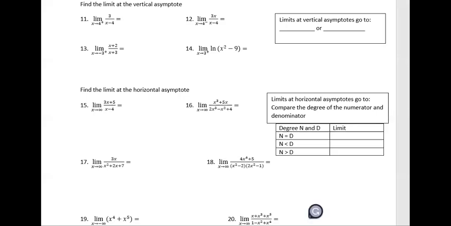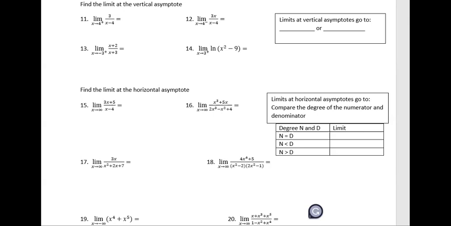Now let's see if we can find the limit at a vertical asymptote. So we've been looking at what it looks like, and we've been looking at where we can use our limits to find the vertical asymptote and the horizontal asymptote from a graph. So now let's see what we can do if we are given our equations like this.